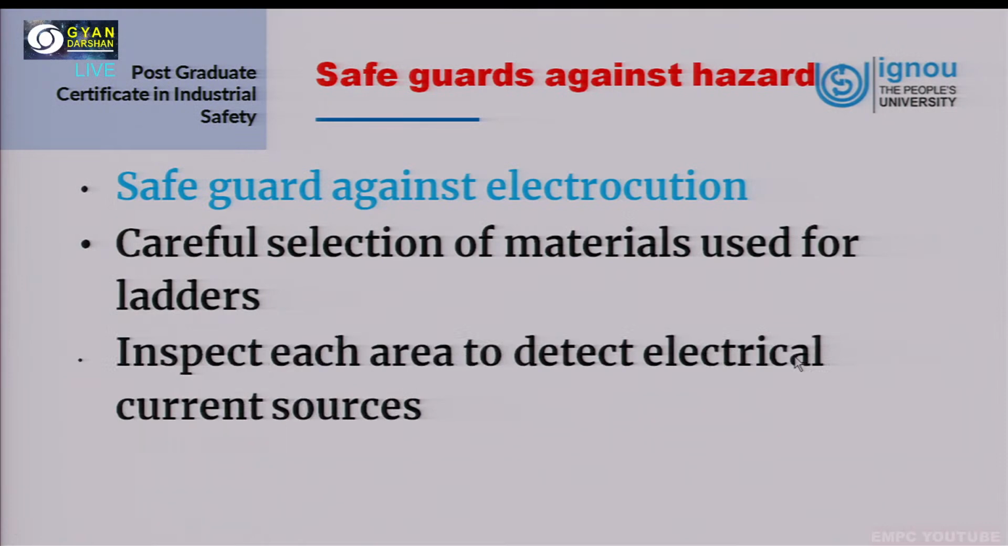And the next is inspect each area to detect electrical current sources. So this would be the job of the site manager to make sure that there are no current sources in the vicinity where the ladder is used for work. Now let's look at the next hazard risk and how to safeguard against it.